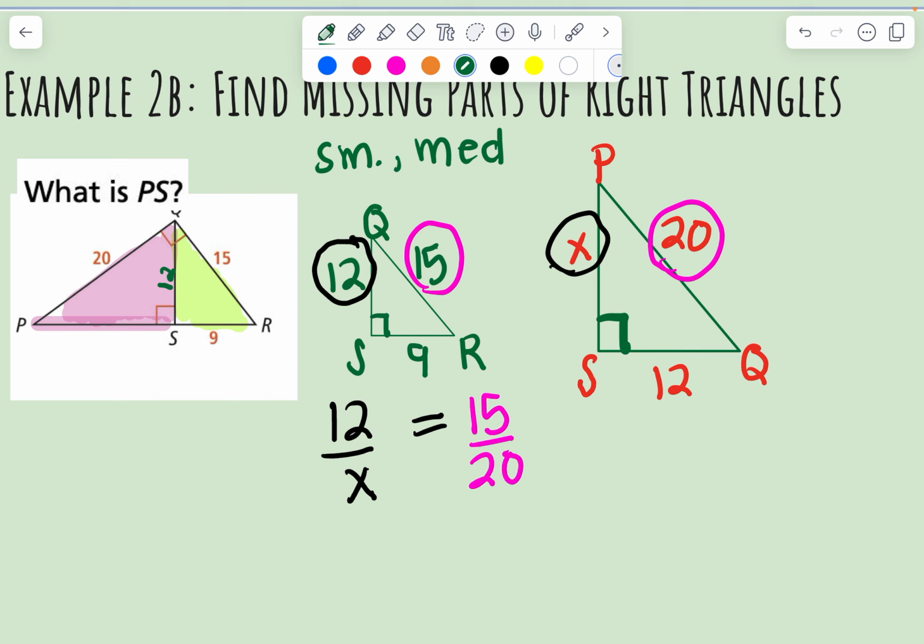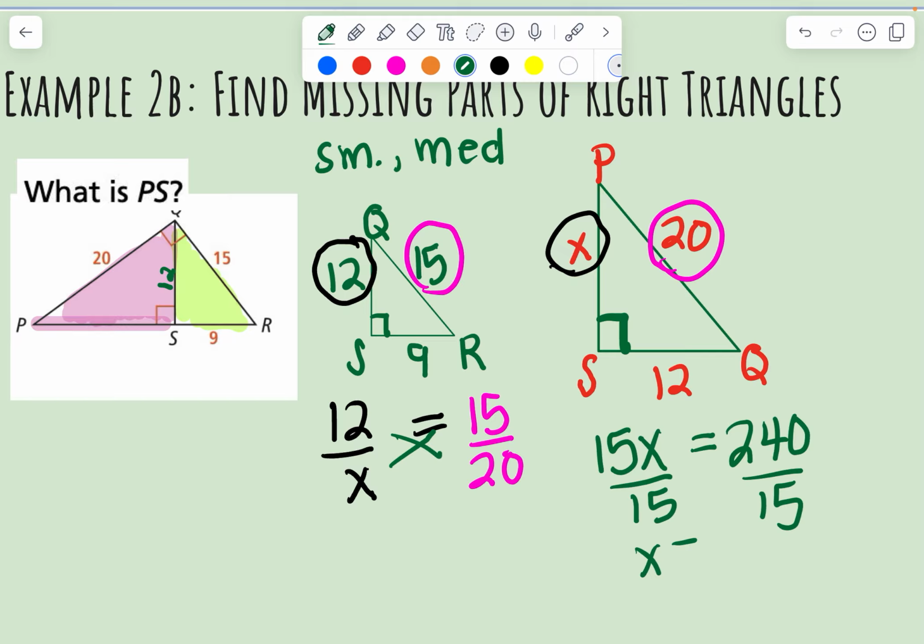And then solving this one, x times 15 is 15x. 12 times 20 is 240. So dividing both sides by 15, I would get that x is 16. So in this case, PS is 16.